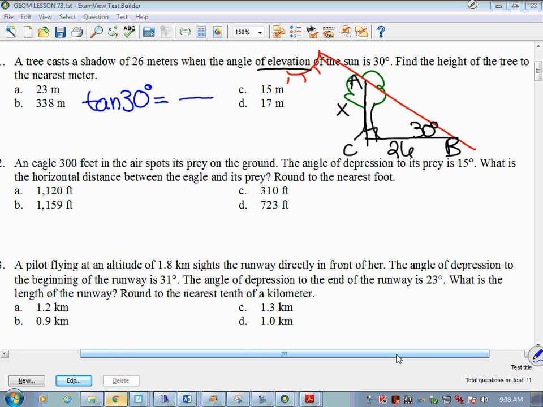What is tangent? Anybody? Opposite over adjacent. What is opposite to angle 30 here? X. I'm hearing people whisper it. If you know it, feel confident enough to say it. What is adjacent to my angle? 26. So if I want to solve for x, what do I need to do here?